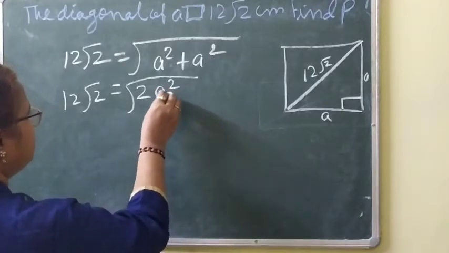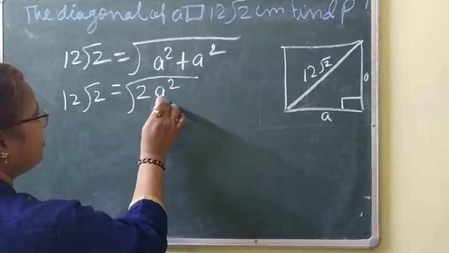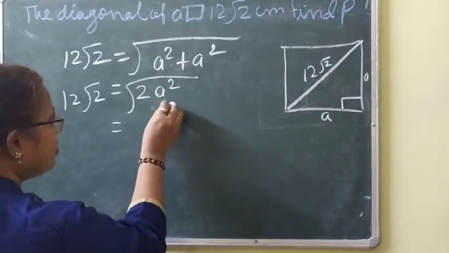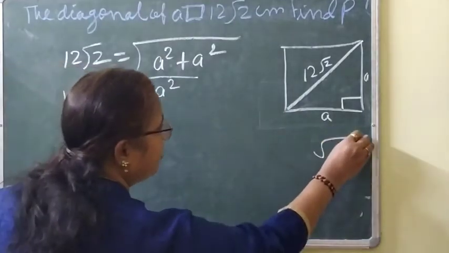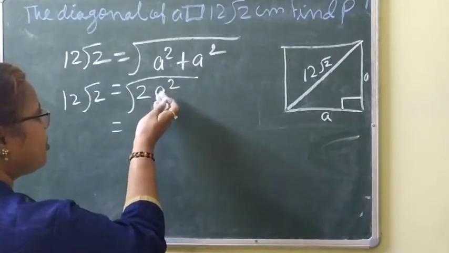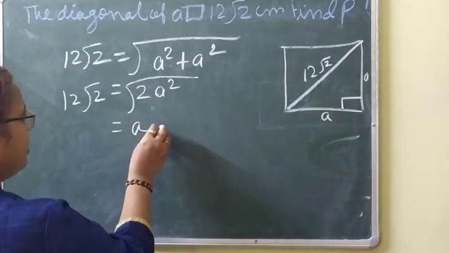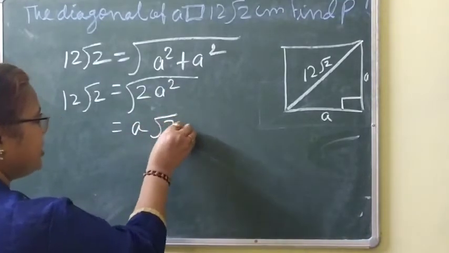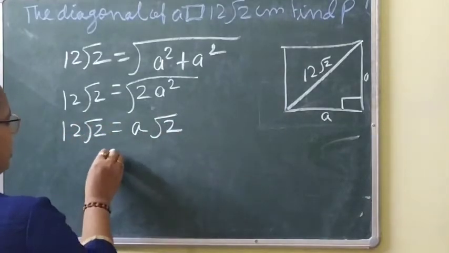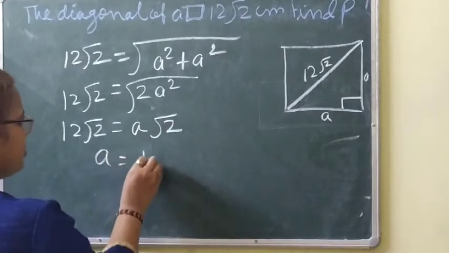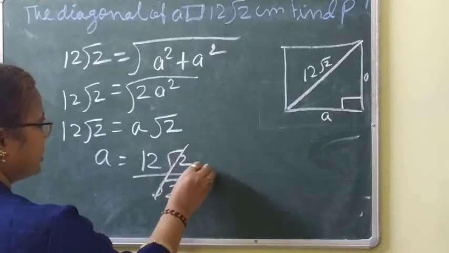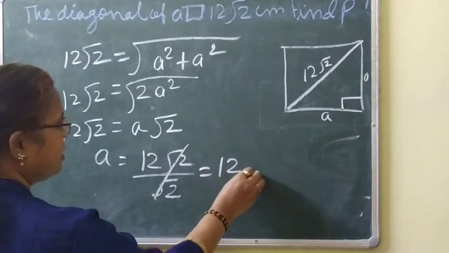So we can find out the square root of A square. Square root of A square will be what? A square is given, so square root of A square will be A. And what is left here? Square root of 2. Here also 2. Then the value of A we have to find out. So 12 square root of 2 divided by 2. Cancel the 2.